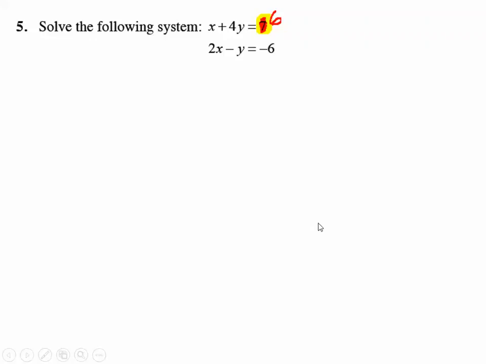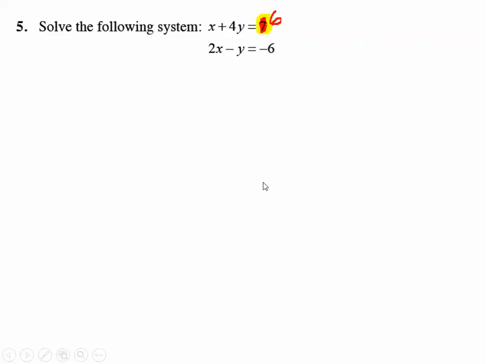So I'll give you guys a minute here, try it yourself. Cancel off the y's first, and then solve for x. After that, plug the x back in, solve for the y. But give you guys a minute, try it yourself. All right, and yes, I changed the 7 into a 6, because therefore it works out a little bit better. Otherwise, you get some weird fractions in here that don't make sense whatsoever.